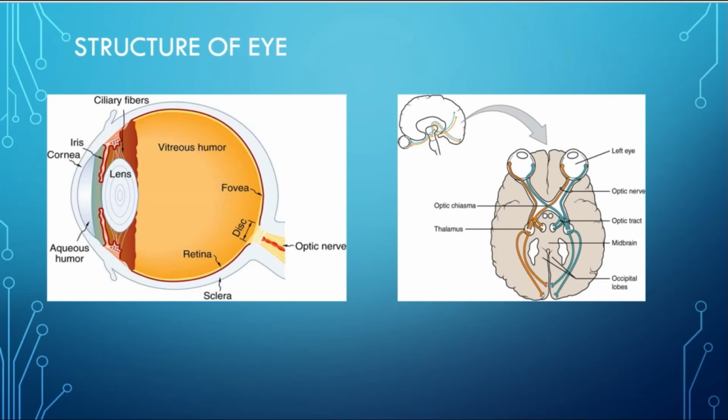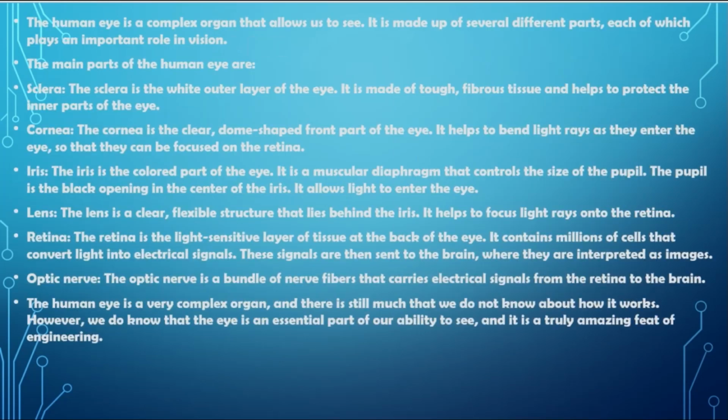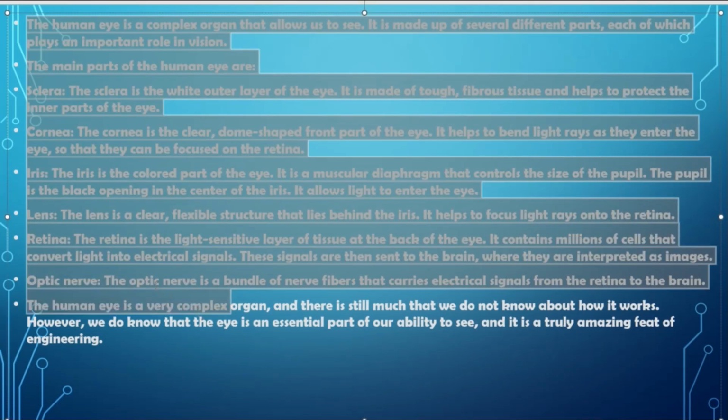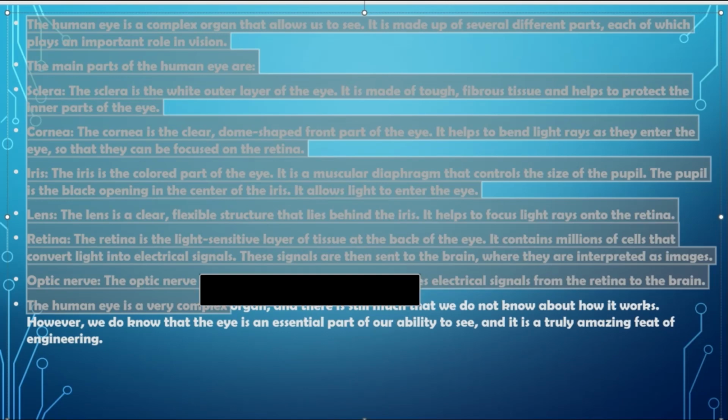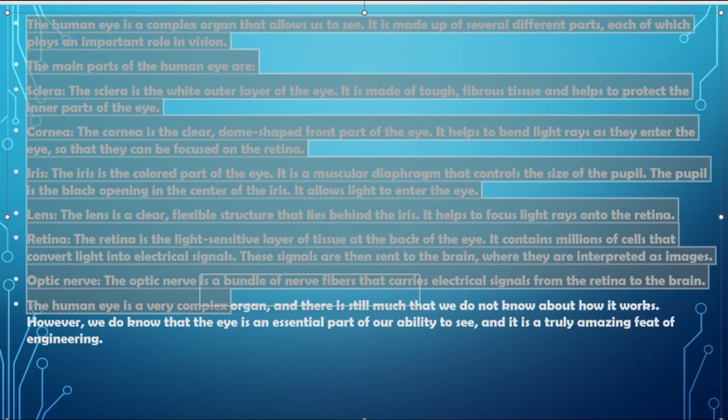In conclusion, the structure of the eye is a marvel of complexity and efficiency. From the protective sclera to the light-sensitive retina, each part contributes to our ability to see and experience the world. Understanding the structure of the eye not only enhances our knowledge but also instills in us a sense of awe and gratitude for the incredible gift of sight.